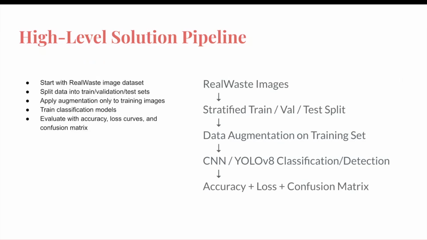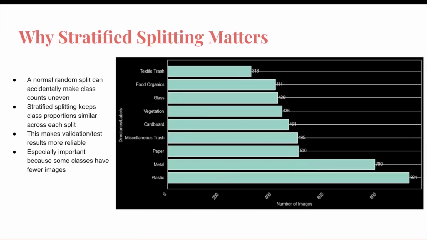So augmentation was only applied to the training data images so that the model could learn better. And we also evaluated accuracy and loss curves with this method. Stratified splitting matters because, as you can tell from the graph, our categories are not exactly equal or uniformly distributed. They're different amounts within each category. So stratified kind of matches those proportions so that our validation and test split results become more reliable. So it matches the amount of data within that split.